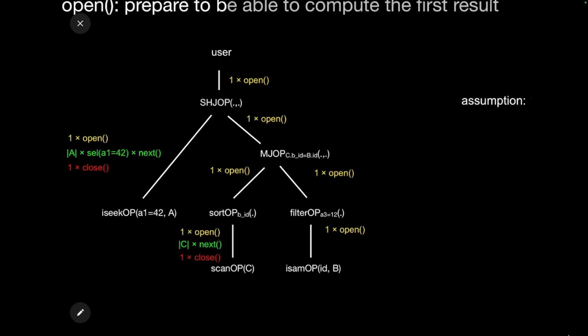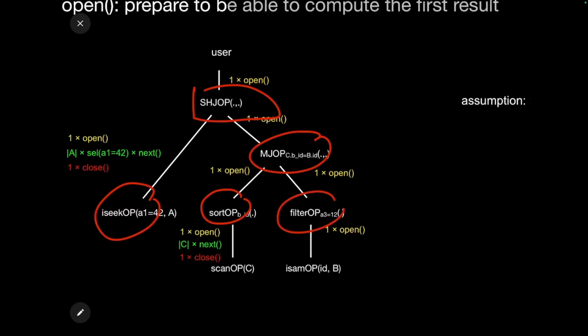And in your program, the user now calls open. That's the contract the user has to fulfill in the programming language: open the plan. And the plan consists of these operators, the top level operator being this simple hash join. This has two child operators. One is this iSeek, the other is this merge join. The merge join again has two child operators, sort and filter. And the sort only has one child, the filter only has one child.